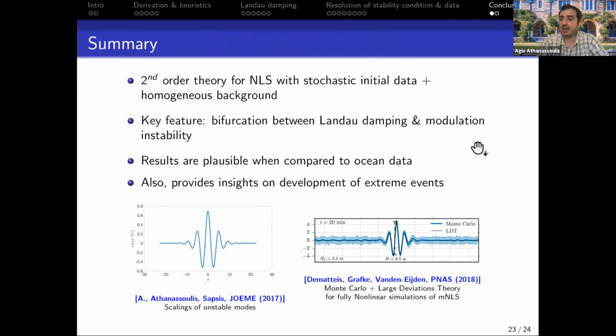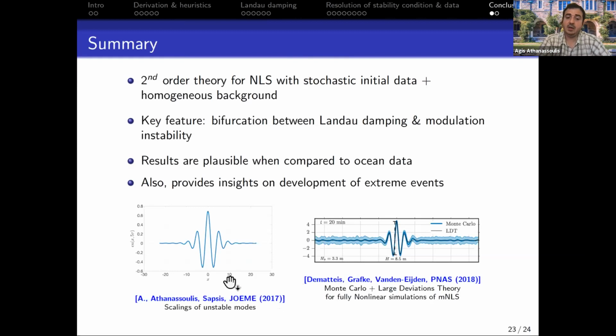So, okay, if I can very quickly summarize, if I want to send a message out to the world, there is this way of doing second order theory for NLS with stochastic initial data. It is inspired by ocean waves, and it is plausibly realistic and applicable to ocean waves, and it could be applicable to other kinds of problems where the same kind of assumptions are plausible. It has a key feature of a bifurcation between a stable and unstable situation. And although I didn't go into any details, I want to mention that this kind of analysis can give us a lot of insight on the development of the unstable events as well.